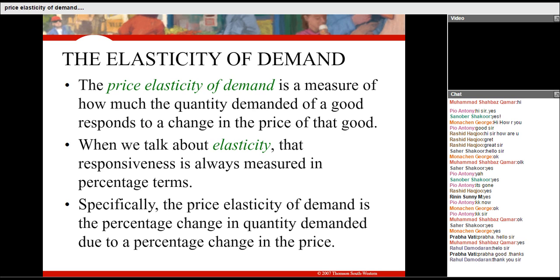Okay, let's move now. The next thing, I told you it is normally termed in percentage. The price elasticity of demand is the percentage change in quantity demanded due to a percentage change in the price. So it's a ratio. Remember, this is a ratio between the percentage change in the quantity demanded and the percentage change in the price. So you will see what happens when the price is changing, and how it affects the demand for a good in the market. Clear?